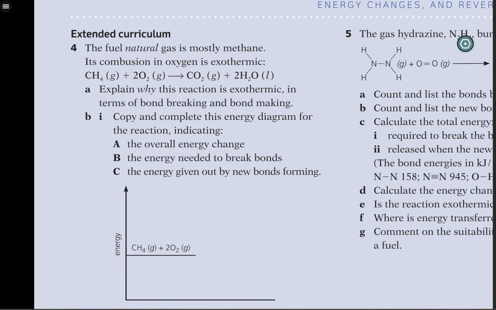Question number 4. The fuel natural gas is mostly methane. Its combustion in oxygen is exothermic. CH4 reacts with oxygen and it gives CO2 and H2O. Explain why this reaction is exothermic in terms of bond breaking and bond making.